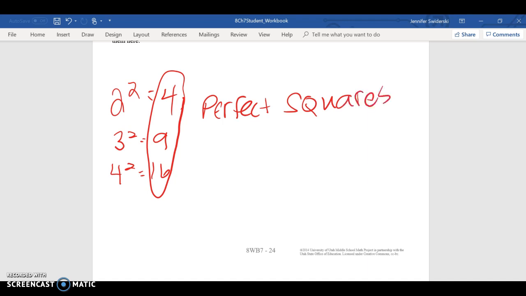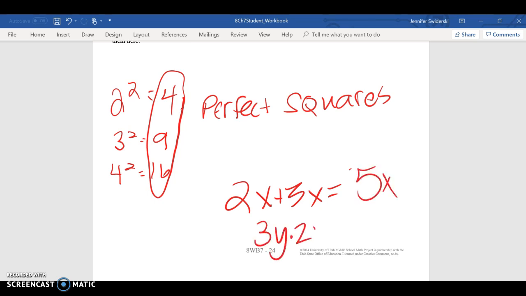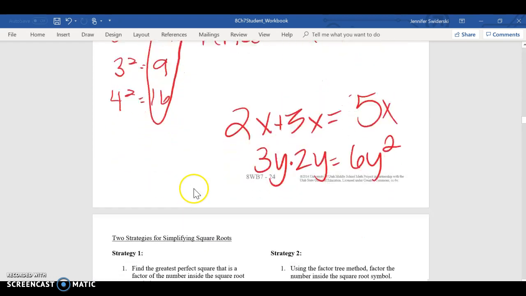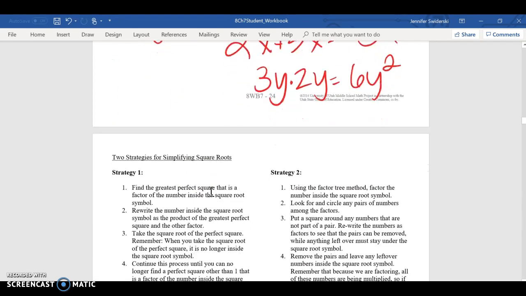All right. So now, if I were to tell you on a separate note that I have 2x plus 3x, how can I simplify that? Well, you know I can simplify that by adding them together and getting 5x. Same with if I said 3y times 2y. Well, that would be 6y squared, right? So we know we can simplify variables. Well, today we're going to be simplifying square roots.